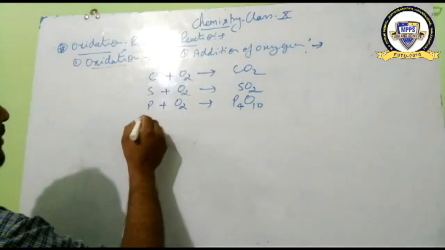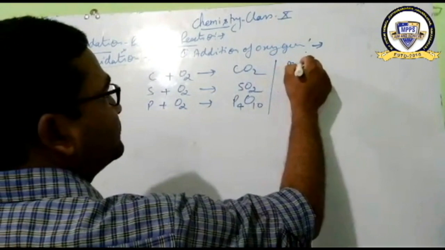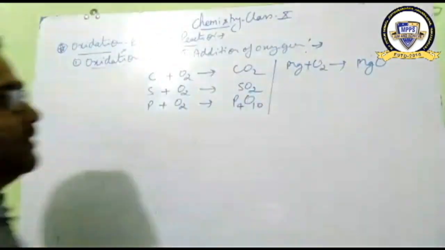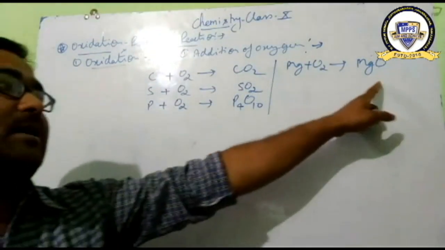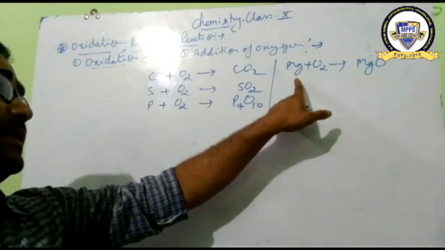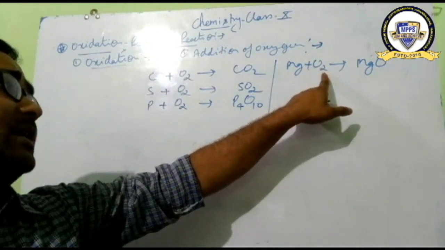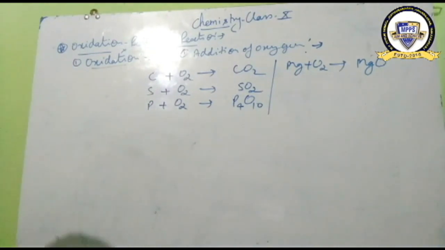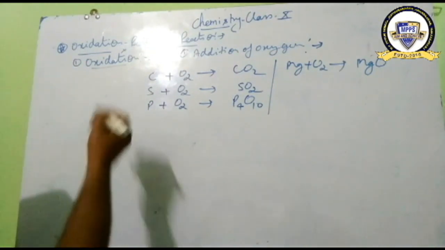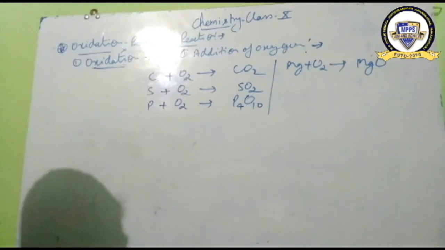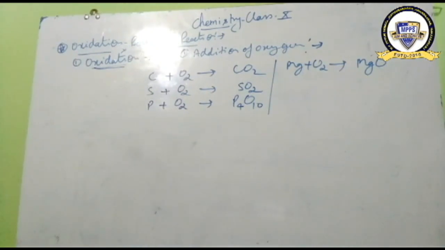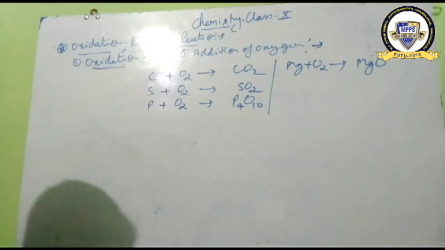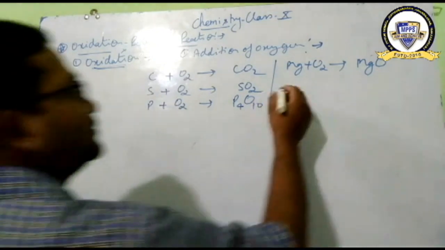Next, burning of magnesium. When magnesium comes in contact with oxygen, it forms magnesium oxide. Since magnesium comes in contact with oxygen, oxidation of magnesium takes place in this reaction. Next in this category, one most common example that we can see in our environment is the rusting of iron.